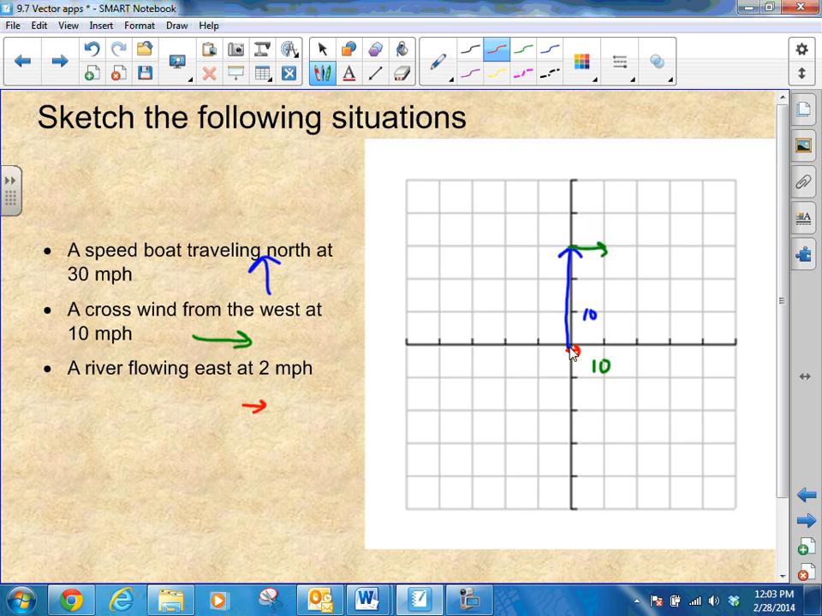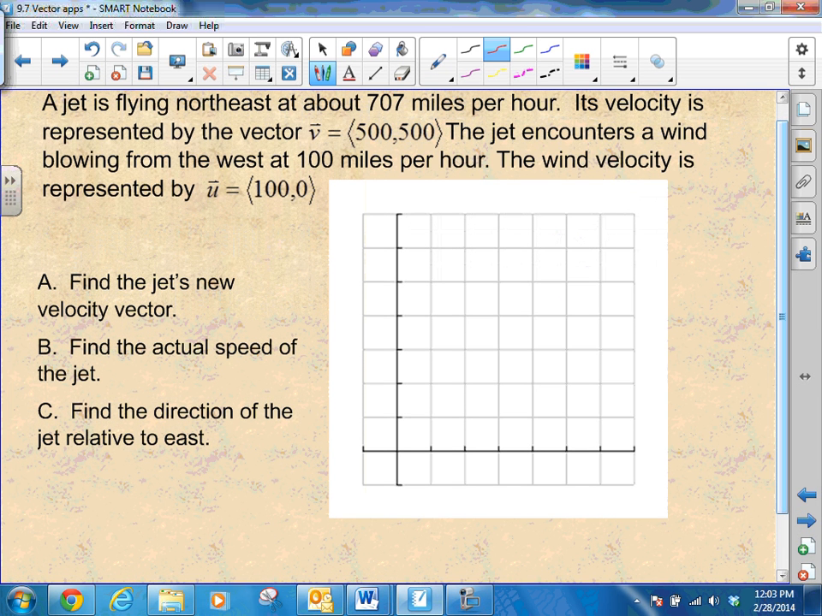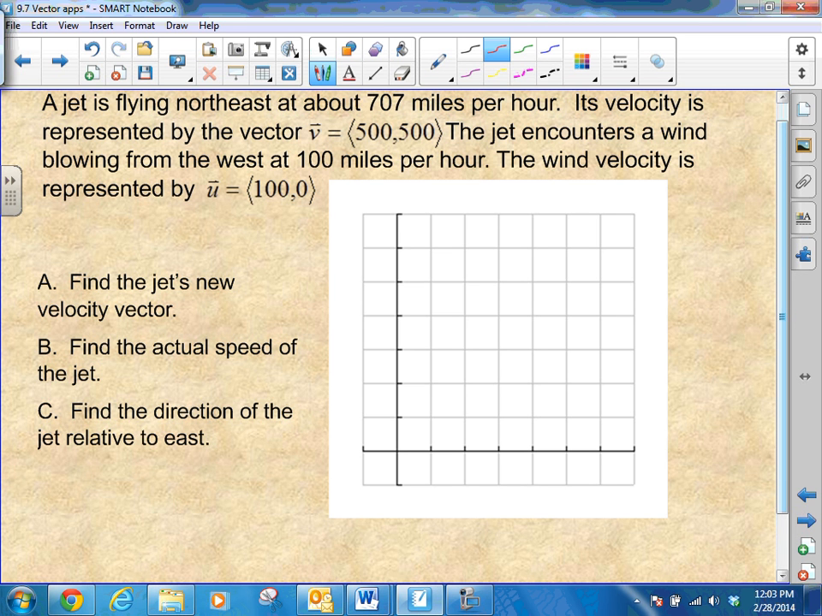Okay. Word problem time. A jet is flying northeast at about 707 miles per hour. Its velocity is represented by the vector v, which is 500, 500. The jet encounters a wind that's blowing from the west at 100 miles per hour. The wind velocity is now represented by the u vector, 100, 0. We're going to find the jet's new velocity vector, the actual speed, and the direction relative to east.